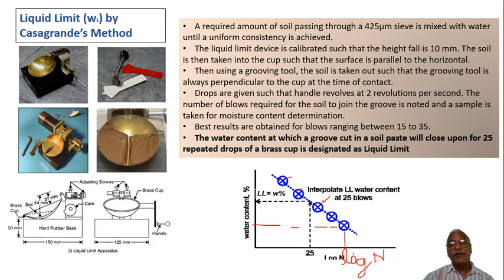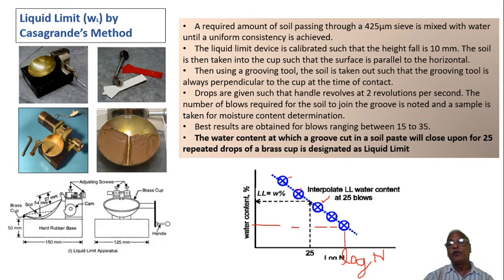Only care has to be taken that the plotting is done on a semi-log graph. On the x-axis you have a logarithmic scale on which n, the number of drops, is plotted, whereas water content is plotted on a uniform scale. Okay. Here, best results are obtained for blows ranging between 15 and 35. If you have a number of drops less than 15, better you add a bit more water.